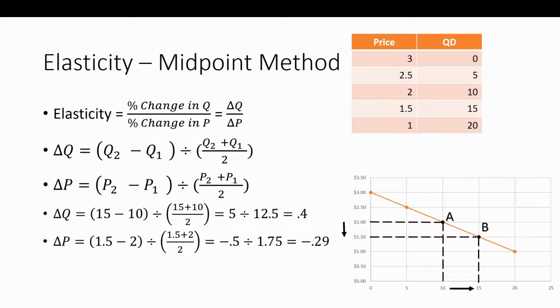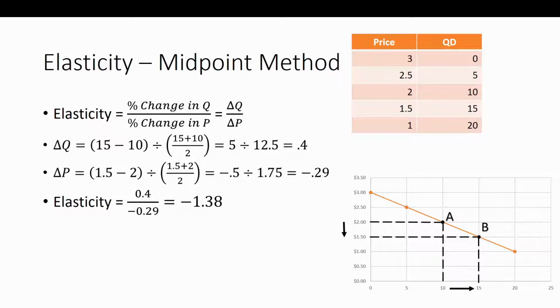All right, so we calculated delta Q and delta P. We can put those two together. Boom. We have delta Q, delta P. We do delta Q divided by delta P, and that gives us minus 1.38. Well, what the heck does that mean? Watch the next video, and we'll explain.